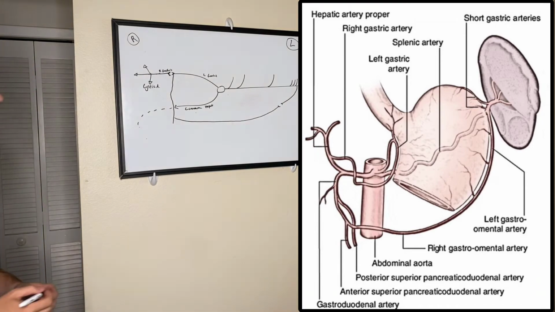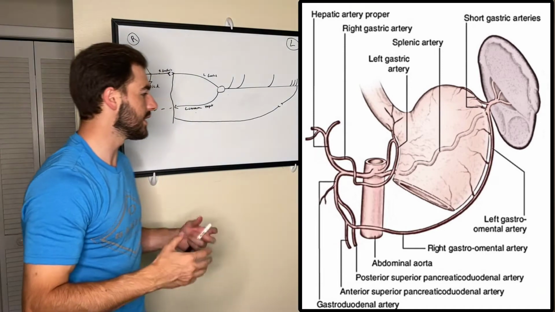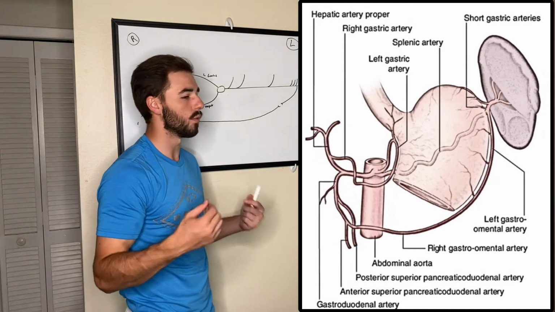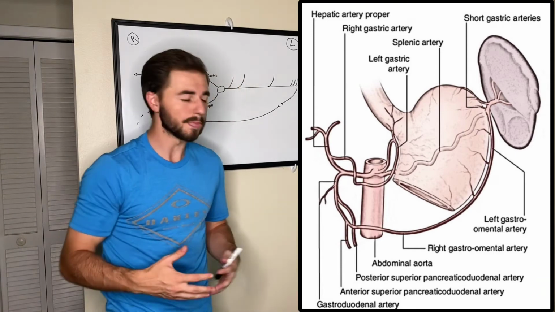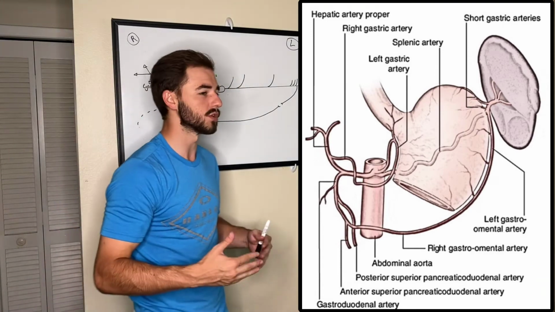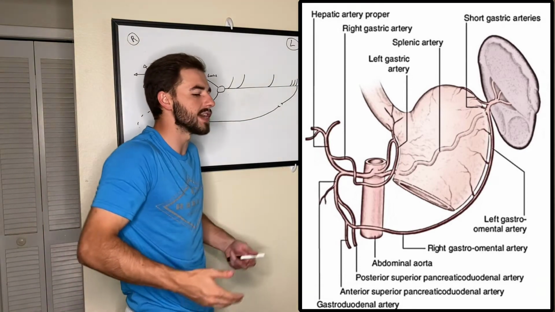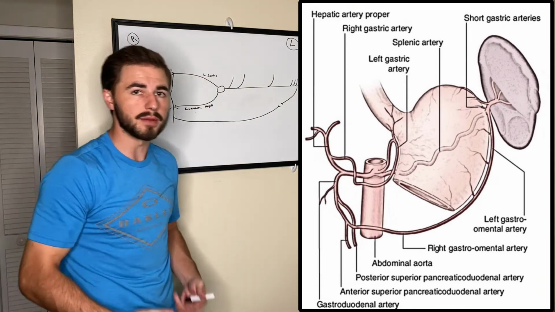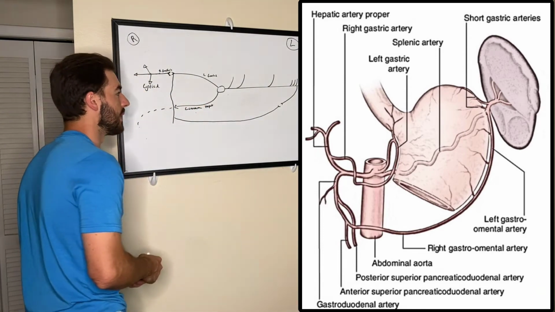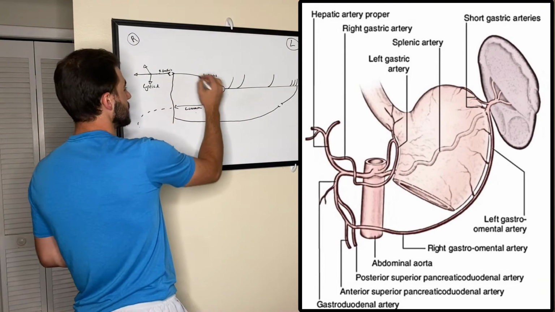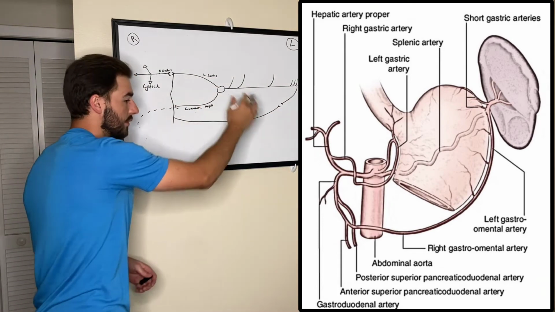gastroepiploic, or the gastroomental. So again, a good thing to do, guys, is when you're confused, when you don't know words or names, is to look up what these words mean. So what is gastroomental? Omental means to float upon. So this is an artery that floats upon your gastric, which is your stomach. So what does that mean? Which side of the stomach does this float upon? If it's not the lesser curvature up here, it's going to make sense that it's the greater curvature down here that floats upon.